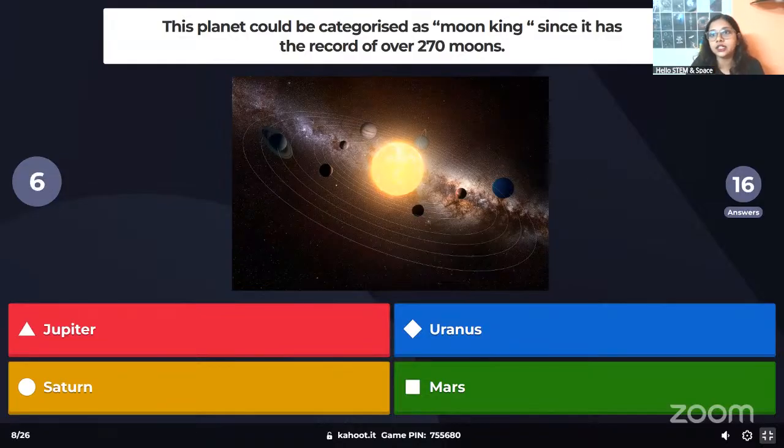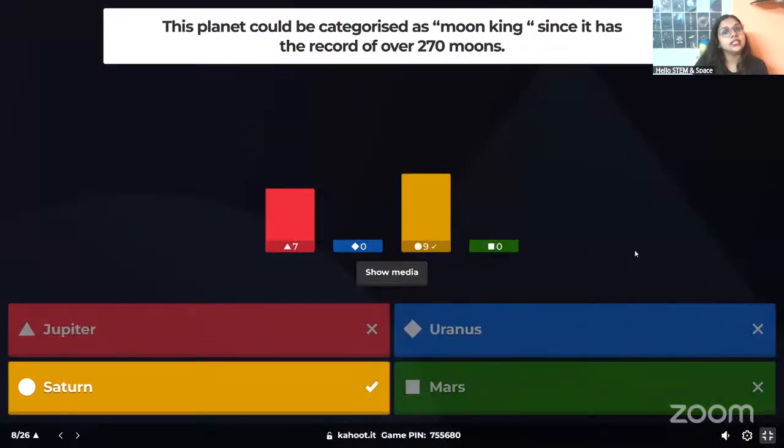I think everybody gave their answer. So let's see the correct answer. It's actually that. Okay. So there is some confusion. Some of you gave the answer Jupiter. But the correct answer is actually Saturn. Okay. Jupiter, a long time back, held this position. But now Saturn has more than 274 moons.